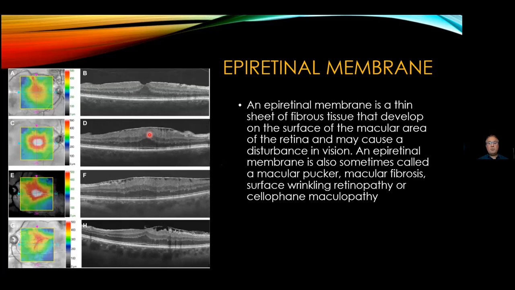So the definition of an epiretinal membrane is a sheet of fibrous tissue that's developing on the surface of the retina. Now, due to it sitting on the surface, it has the potential of affecting that patient's sight. There are also different names for it. So often we call it a macular pucker, macular fibrosis. I haven't heard of surface wrinkling retinopathy, but most likely you'll see it in the literature, or a cellophane maculopathy.